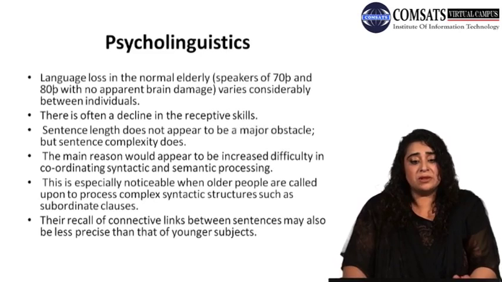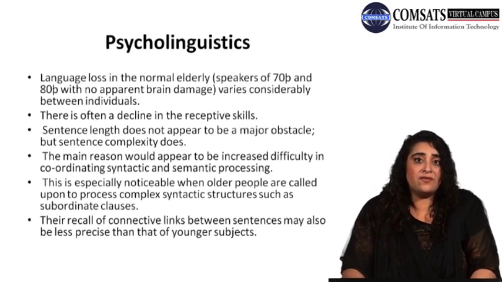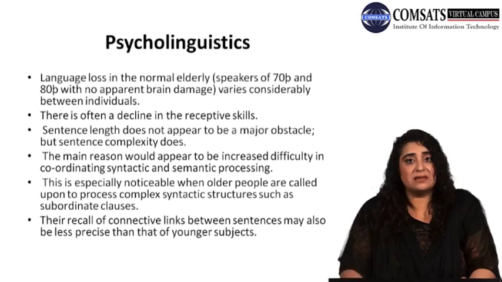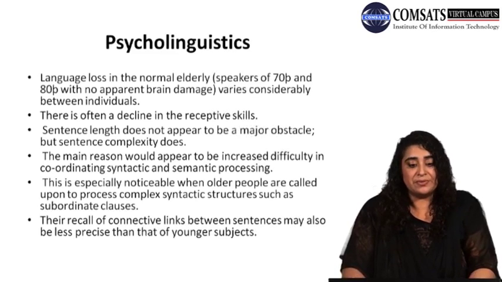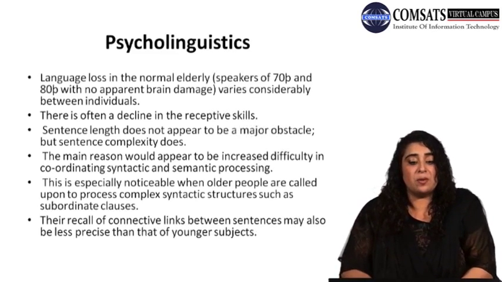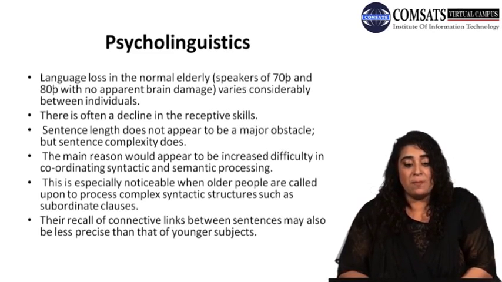So out of the 80% that have no apparent brain damage, even then they have a considerable loss of language and their skills. So there is often a decline in the receptive skills. Receptive skills are those we use when we are receiving language, our power to distinguish between different sentences, our vocabulary, how we produce the language. Sentence length does not appear to be a major obstacle, but sentence complexity does. It's not how long the sentence is, but how complex it is, or how difficult it is to comprehend.